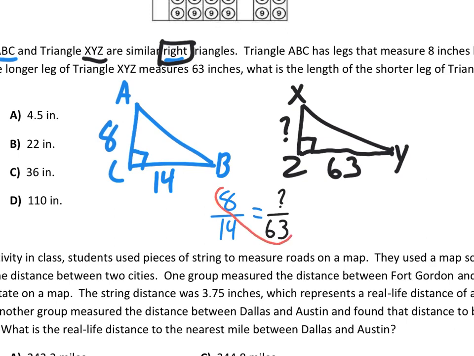So I'm going to do 8 times 63. Whenever I multiply those, I get 504. And now I'm going to have to divide by my lonely guy, this number right here. I can see how many times 504 can be divided by 14. And that goes in nicely 36 times. So our little number right here ended up being 36.